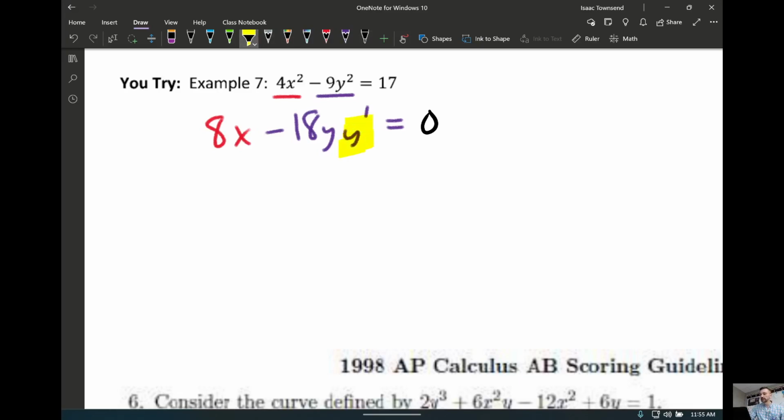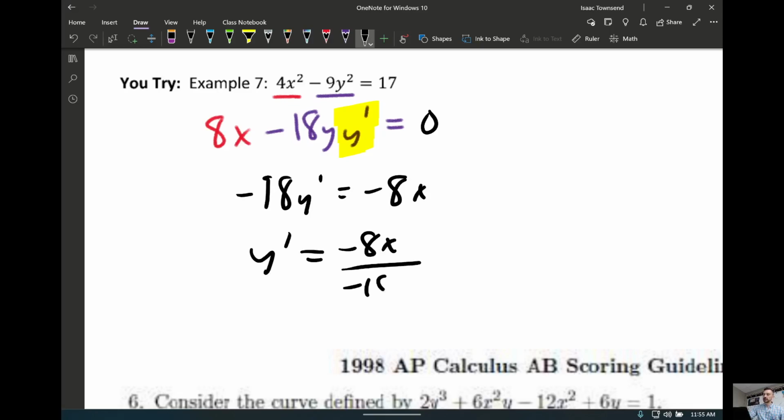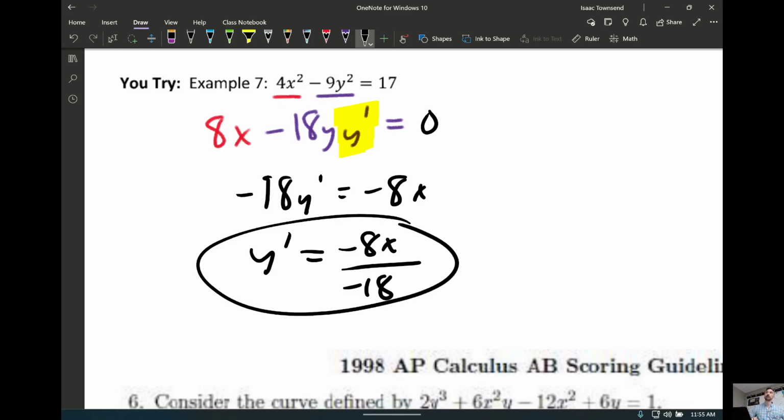This step is the only thing new in this. Everybody got that? Okay, and then if you actually need to say what the derivative is, you can subtract this over, divide both sides by negative 18, and we can reduce it if we need to, but we've got the derivative. I'm sorry? That's negative 18y. Oh, negative 18y. Thank you.